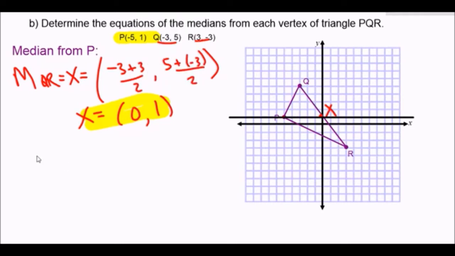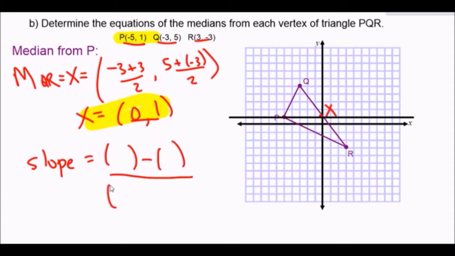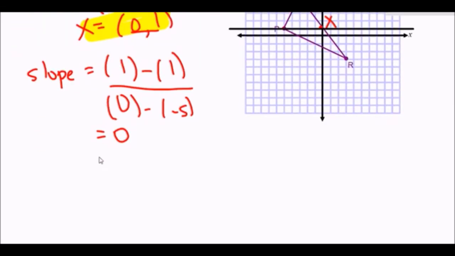To find the equation of any line, I need to know the slope, and I need to know a point on the line. So I've got 2 points on the line, and I'm going to use them to find slope. So y2 minus y1 over x2 minus x1. So I get a slope of 0. And again, if you look at your diagram, it's pretty clear it's a slope of 0.